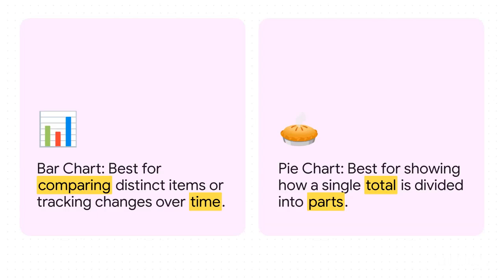Okay, so let's put them side by side. You've got 2 tools now. Which one do you pick? Well, if you need to see which product sold more units, you grab the bar chart. But if you need to see what percentage of your total sales came from each product, well, that's a job for the pie chart. One compares things, the other shows proportion. And choosing the right tool is always the first step to telling a clear story with your data.